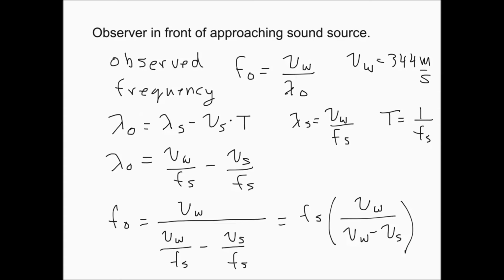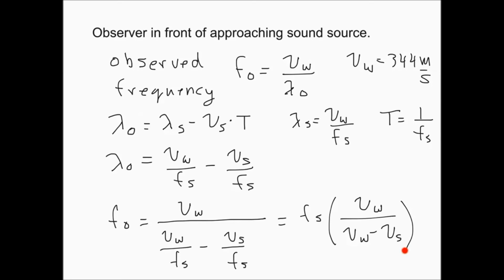And so you can look at this equation and say, well, what happens if the source isn't moving? If the source isn't moving, we would expect the observer to hear the same sound as being played by the source. And that's exactly what happens. If I stick in Vs equals 0, I get Vw over Vw. Those two cancel, and I get right back to my source frequency.